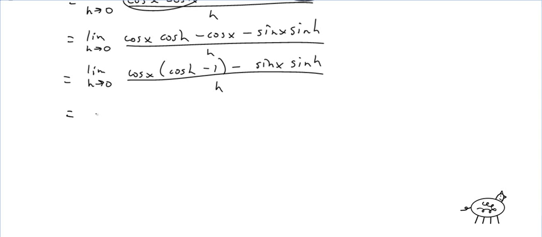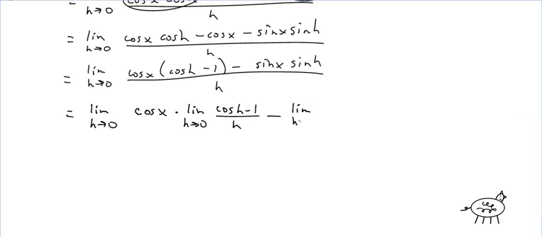Okay, let's keep cursoring down here a little bit. Now I'm going to break up the problem just like I did before. So I get limit as h approaches 0 of cosine of x times limit as h approaches 0 of cosine of h minus 1 over h, minus limit as h approaches 0 of sine of x times limit as h approaches 0 of sine of h over h, right? So we have all our parts here. Everything's good. We just use our properties of limits to break it up. And let's figure it out.